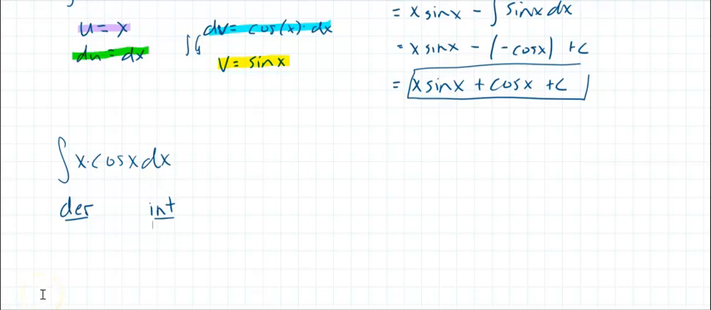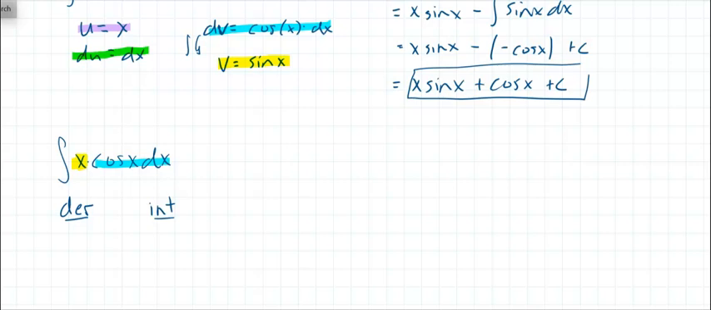Maybe explain a little bit. But I have 2 parts to this thing. I'm going to call the first part x, and the highlight colors are totally different from what I was doing before. And the second part, cosine x. So that's why we call it integration by parts, because we got 2 different parts.